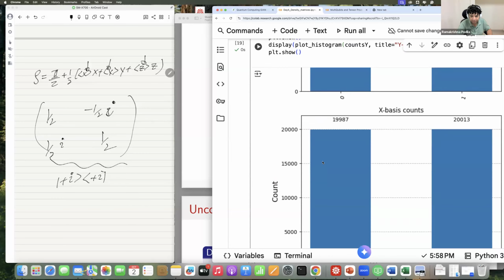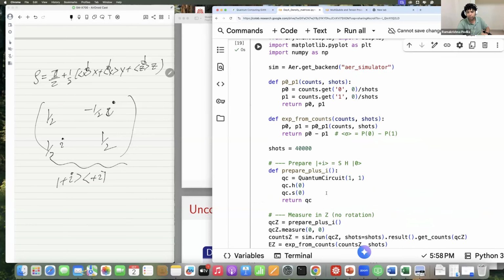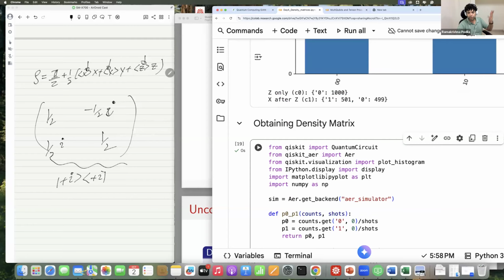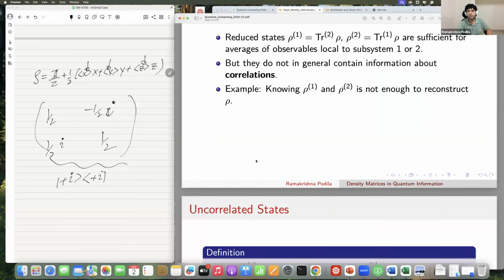In fact, I think I have as a homework to do this for multiple qubits. So I think you should receive the code through Dr. Gargi, who will email the PowerPoint, and so you should be able to get those.